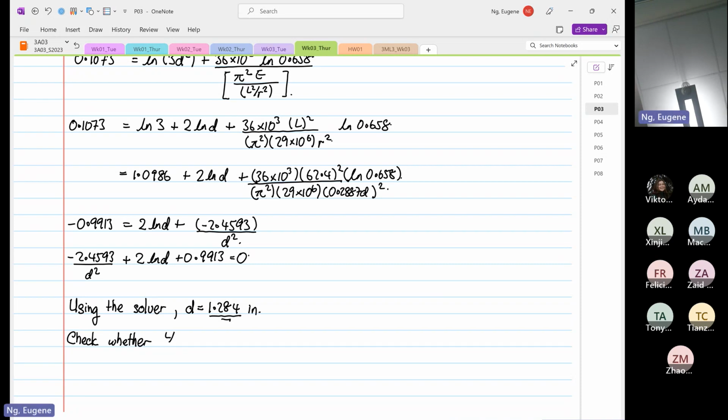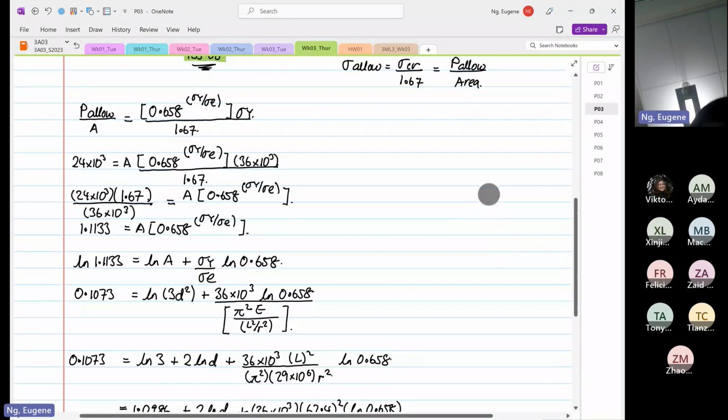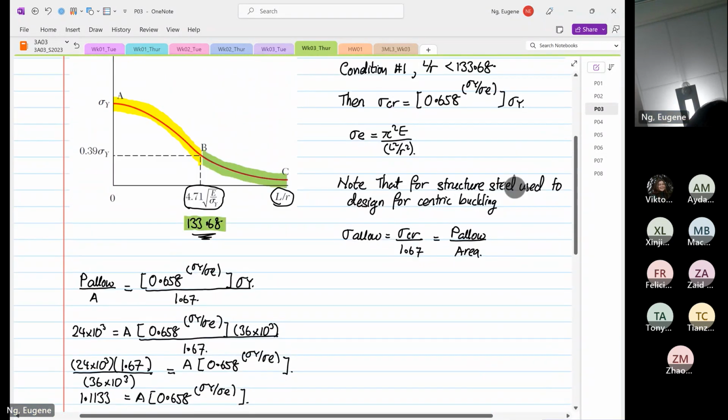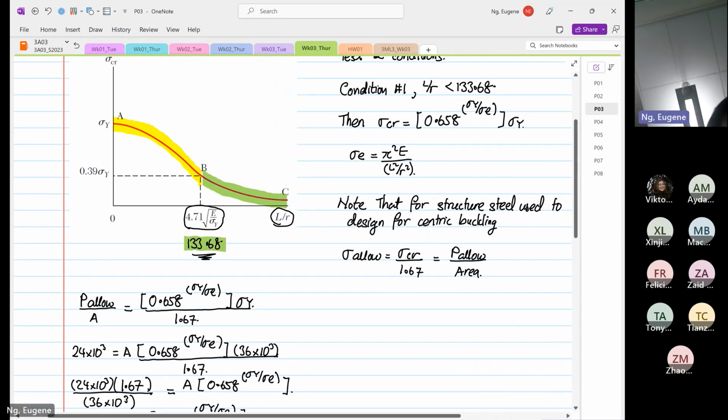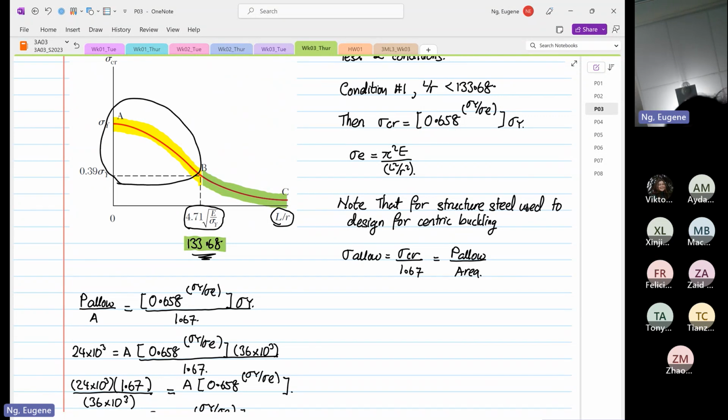L over R is less than 133.68. Okay. Now, why do we need to check? This is because we assume that L over R is less than 133.68. So we assume that we are in this region, between region A and region B. We don't know whether it is valid, because we don't know what our R value is.